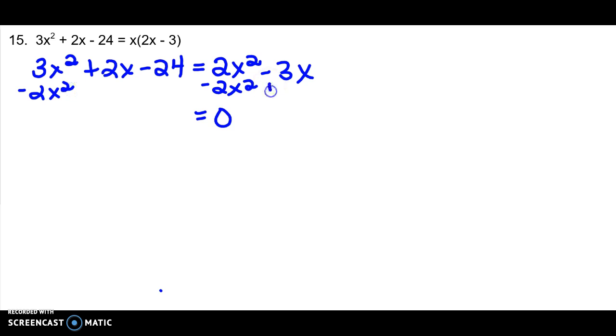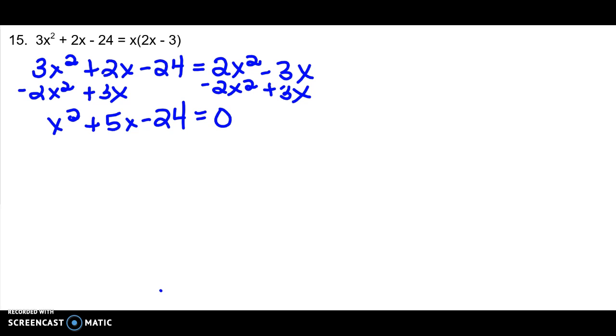And I'm going to add the 3x to both sides of the equation. So now when I do my subtraction and my addition, I'm left with a 1x squared, a 5x, and I'm just going to bring down that negative 24. So we have our equation in standard form.